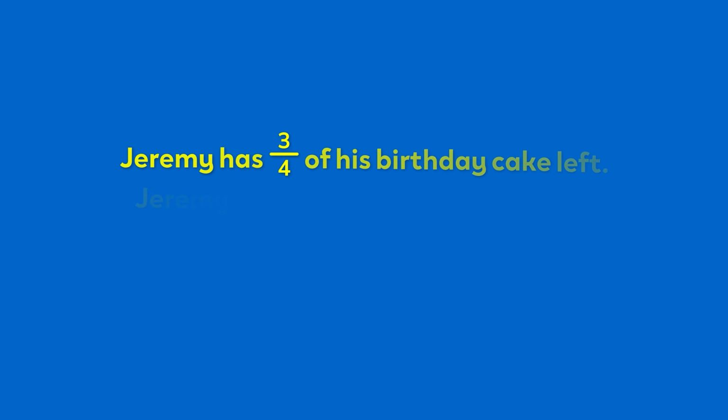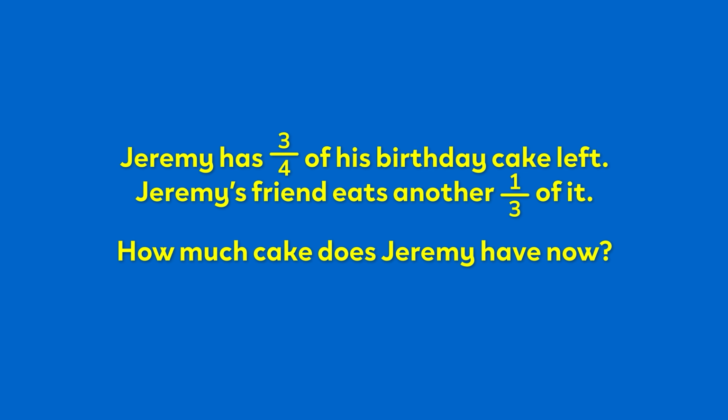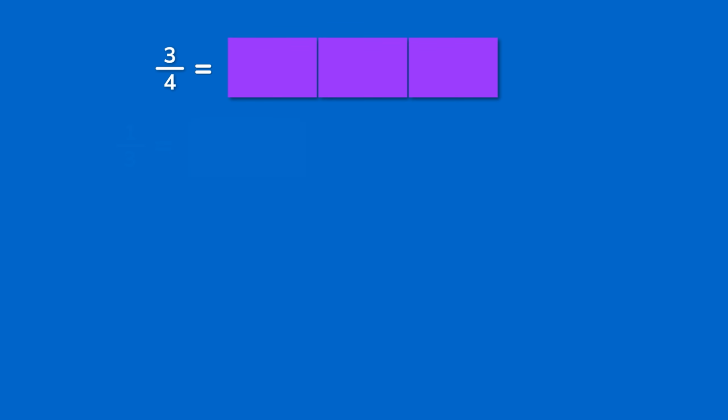Let's look at another example with subtraction. Jeremy has 3/4 of his birthday cake left. Jeremy's friends eat another 1/3 of it. How much cake does Jeremy have now? We want students to look for patterns and use their number sense rather than just memorizing a rule. With this problem, we're essentially looking for a common multiple that works well with both 4 and 3. Since 4 and 3 are relatively prime, their common multiples will be 12, 24, 36, and so on. But there's no reason to work with large numbers if we don't have to, so we'll just focus on 12.